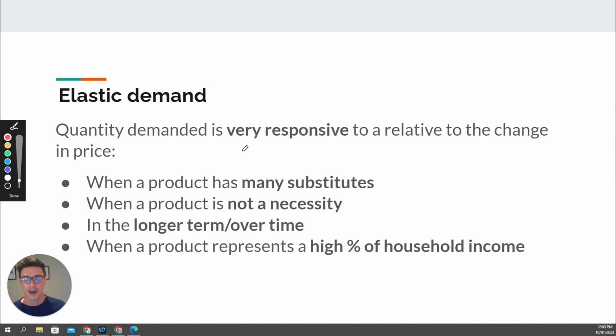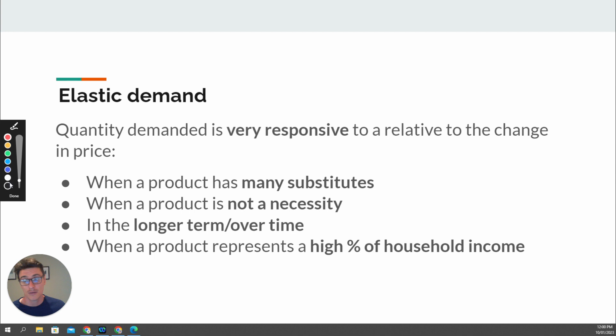Like a bottle of water, branded bottle of water, right? If the price of one bottle of water or one drink goes up, and there are plenty of others that satisfy the same need for quenching your thirst, well, the rational thing to do would be to substitute to the cheaper option. Secondly, if a product's not a necessity, so if it's something that you don't really want, or you don't really need to satisfy your needs and wants, then the price goes up, you're just not going to want to buy it. You just don't really need it.